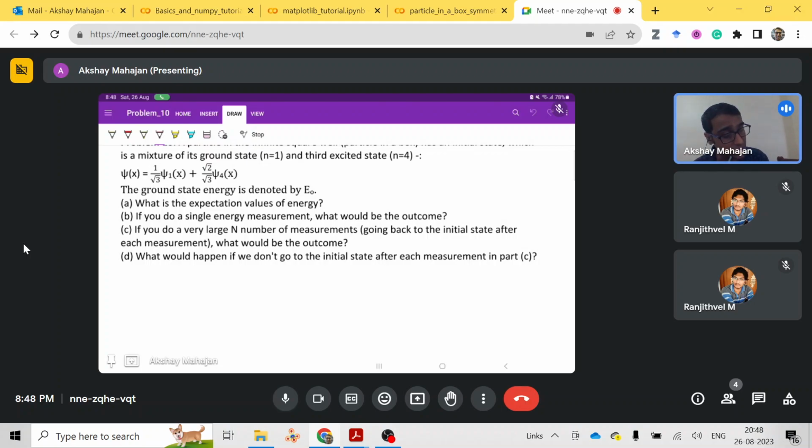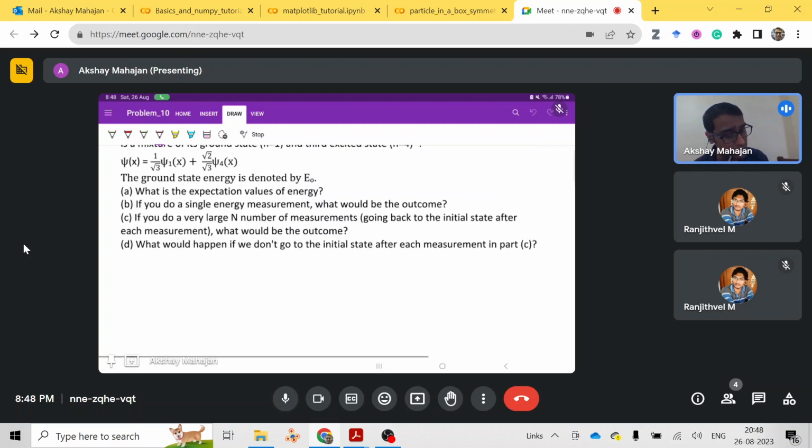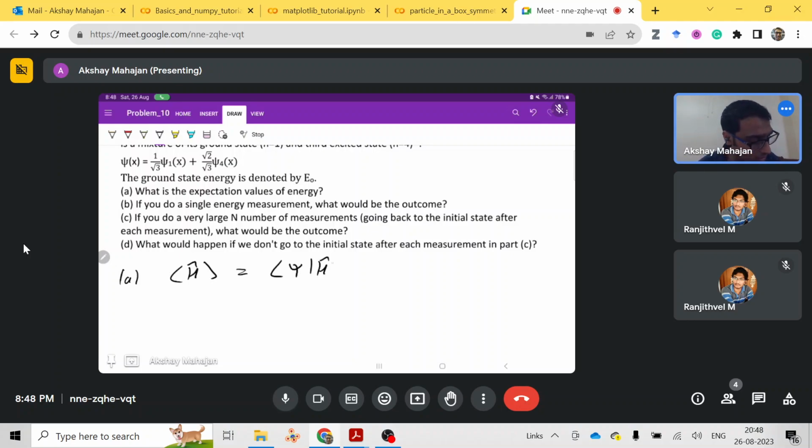Now the ground state energy we are saying is denoted by E0. Now the first question that is being asked is, what is the expectation value of energy? First we have to find the expectation value of energy. So that is given by, you can write it as psi H cap psi. So this is bracket notation.